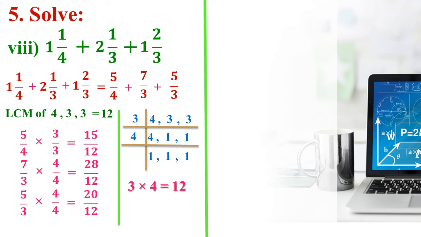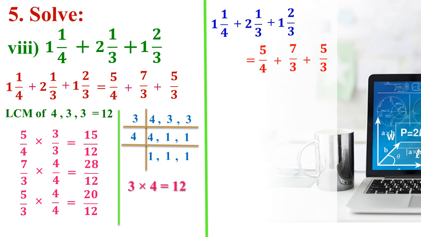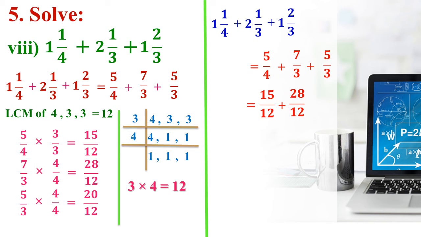Let us write the like fractions. So, 1 1/4 plus 2 1/3 plus 1 2/3 equal to 5/4 plus 7/3 plus 5/3. Let us write the equivalent fractions. The equivalent fraction of 5/4 is 15/12. Next, the equivalent fraction of 7/3 is 28/12. Next, the equivalent fraction of 5/3 is 20/12.